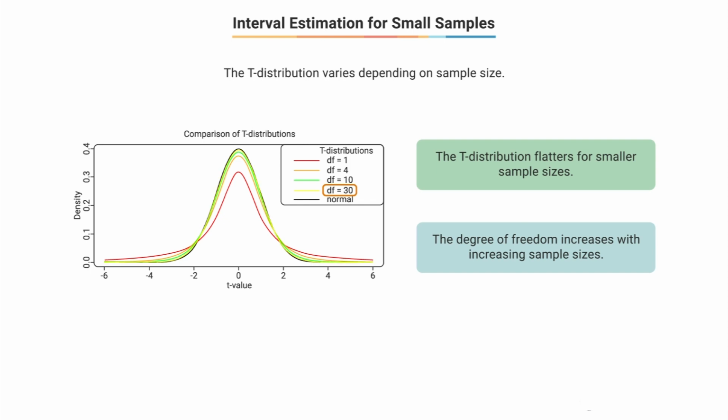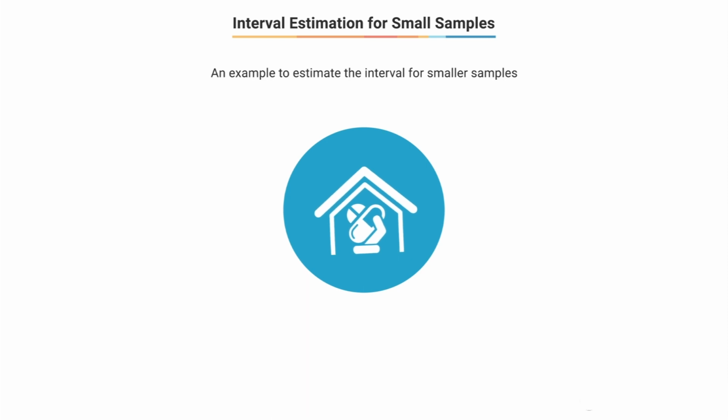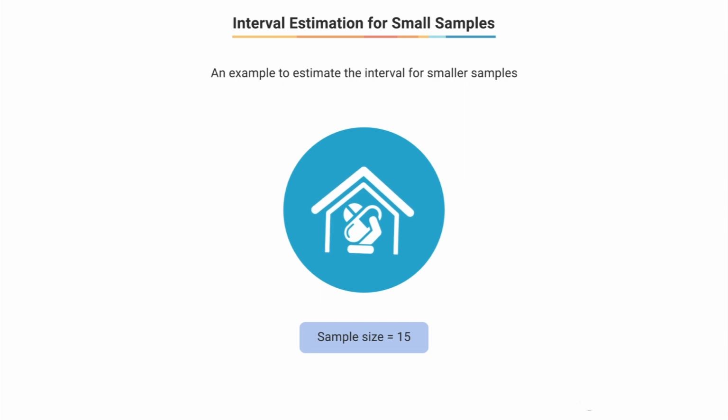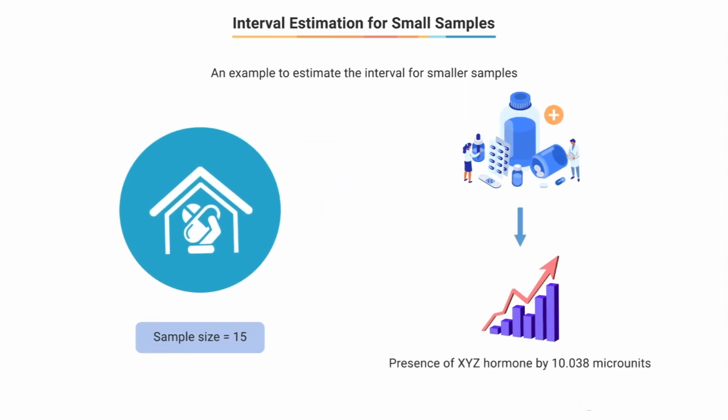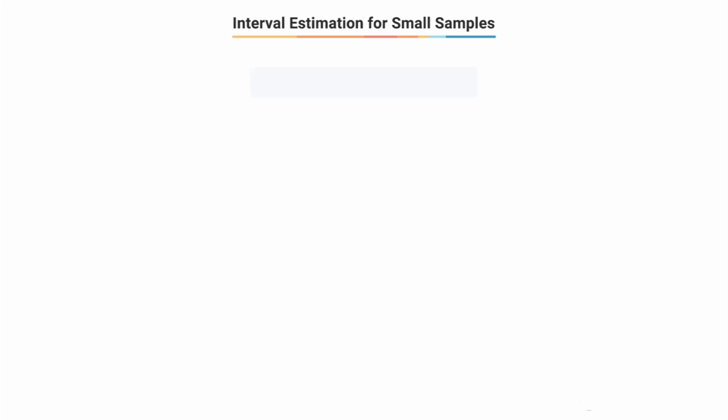which is in black. So let's take an example where you can understand how you can estimate the interval for smaller samples. Imagine you work for a pharma company and are testing the effects of a medicine on 15 volunteers. Hence, your sample size is 15. Now you find that the medicine increases the presence of a particular hormone XYZ in the patient's blood by 10.038 microunits. So this value becomes our sample mean. Since the population standard deviation is not known to us, we estimate this using the sample standard deviation. Let's say that our sample standard deviation comes out to be 0.072.